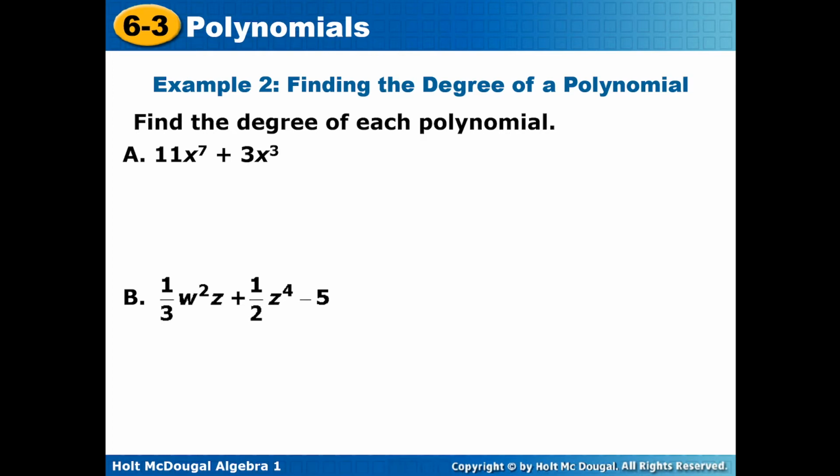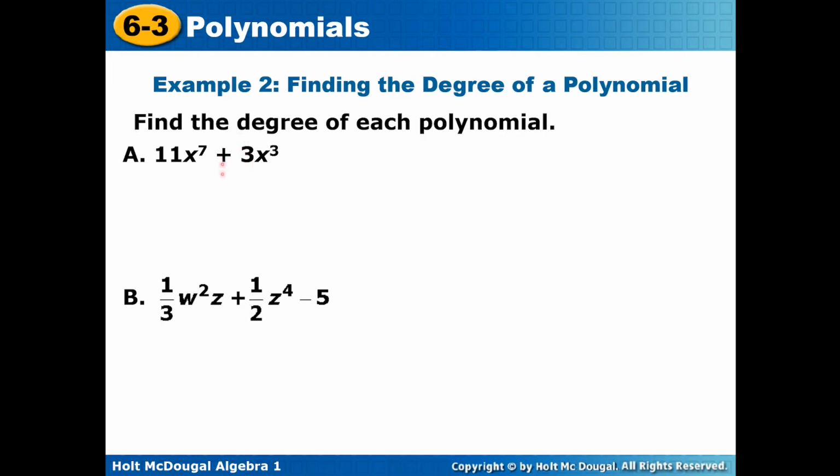The example wants us to find the degree. Again, this is relatively simple, especially for this first one. Let's look at letter A for a moment. 11x to the 7th. Now, the x and the 7 are together. The 7 is the exponent of x. We add that to the 11's 0, because constants have an exponent of 0.